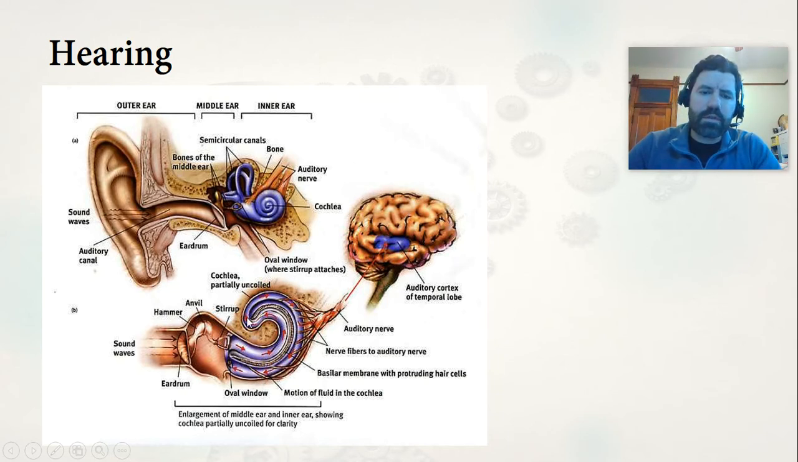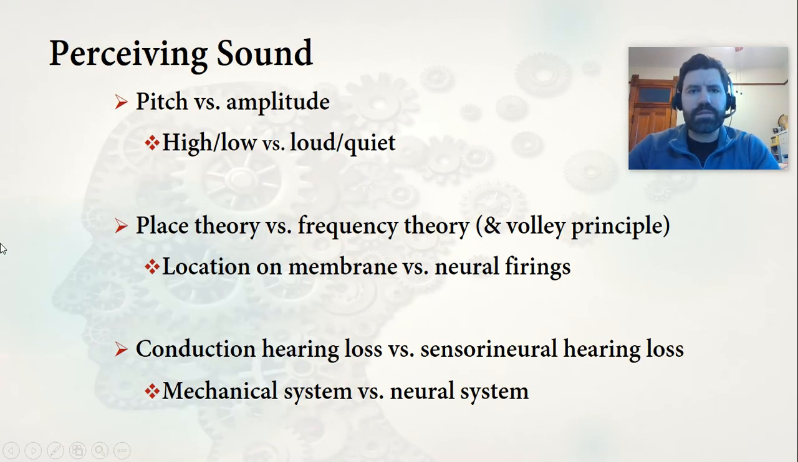Whereas sounds that are registering really low toward the end of our cochlea, those are going to be our lower-pitched sounds. So that's the idea of place theory. It's simply the location on the cochlea itself.